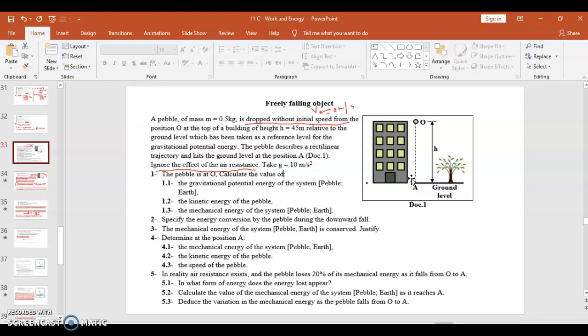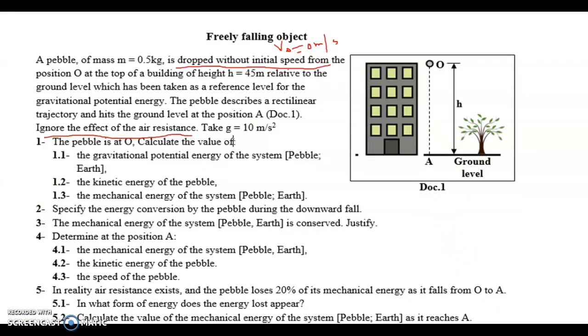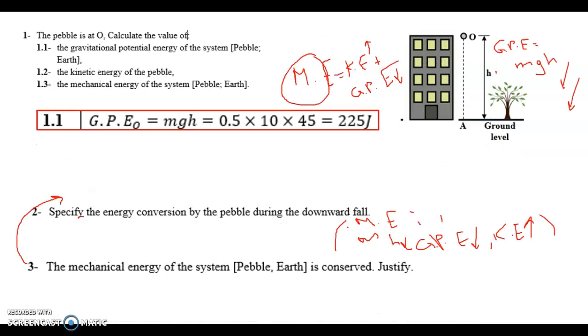Now the pebble is at O. Calculate the value of the gravitational potential energy of the system. The rule for gravitational potential energy is mgh. And please don't forget to write the index O here to show that you are calculating the gravitational potential energy at this position. So 0.5 times 10 times 45, all the values here are given in SI units, so it's 225 joules.